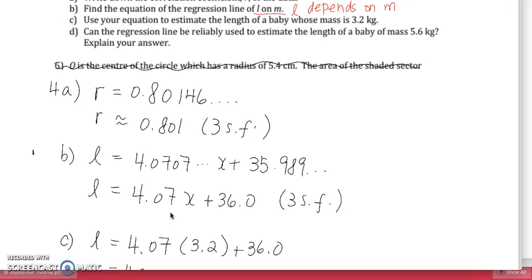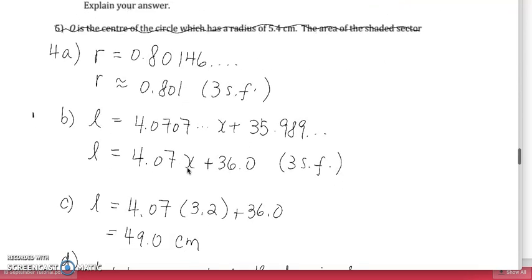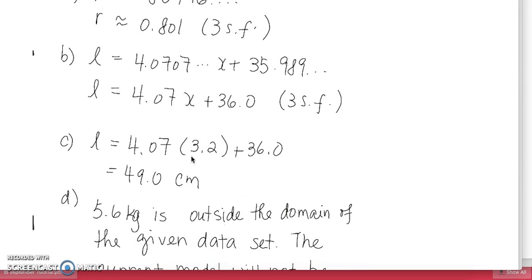Question C asks you to estimate the length of a baby whose mass is 3.2 kilograms. So you just substitute 3.2 as mass, or x. Oh, I should be using m instead of x here. And then multiply that by 4.07 plus 36. That should come up to 49 centimeters. Again, rounded to 3 significant digits.